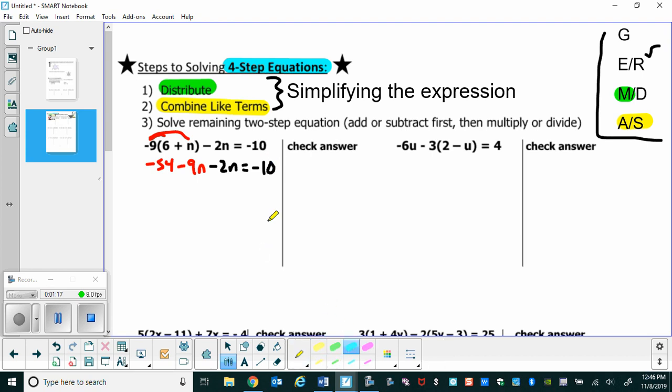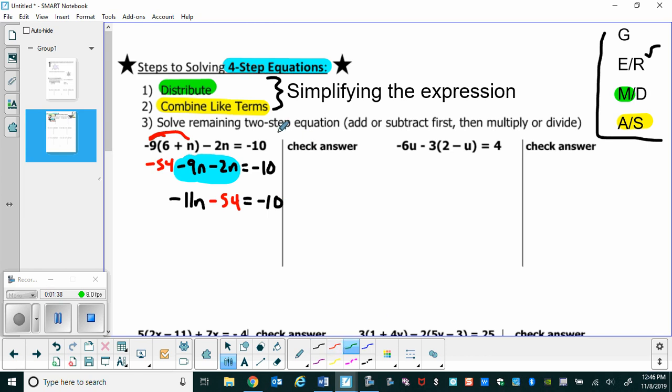I'm going to bust out my highlighter. We have 9 negative n's, and we're going to take away 2 n's. So that part right there is where I get my negative 11n. And then I'm just going to bring down my negative 54. And then we still have equals negative 10. So at this point, we have a 2-step equation left to solve.